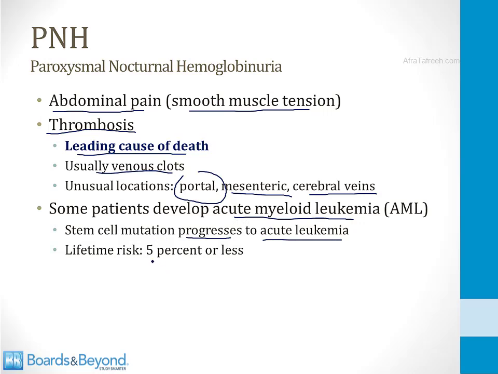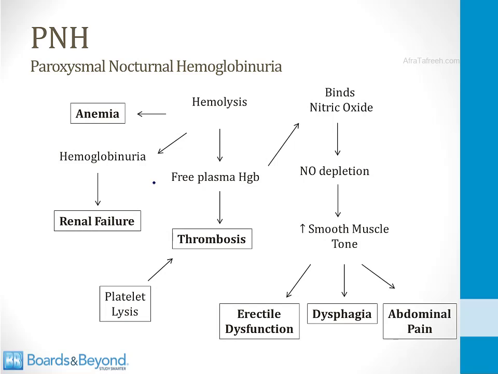The lifetime risk is about 5% or less in patients who have PNH. On this slide, I've bolded the clinical features of PNH. So let's walk through this concept map so you can understand why they all occur. As I told you before, the primary problem is hemolysis because red cells are being lysed by the complement system. This can lead to anemia over time.